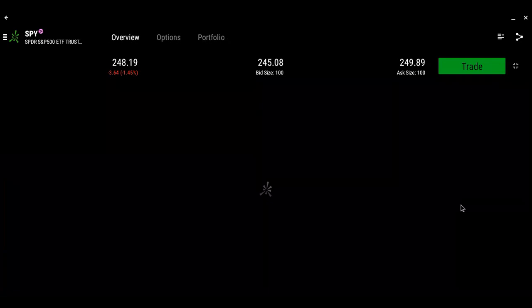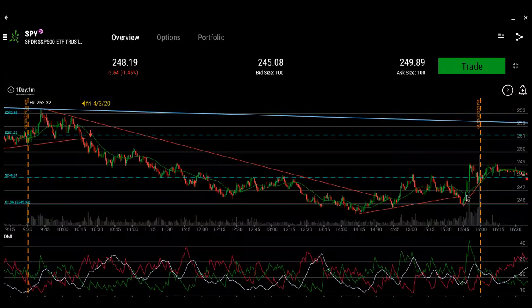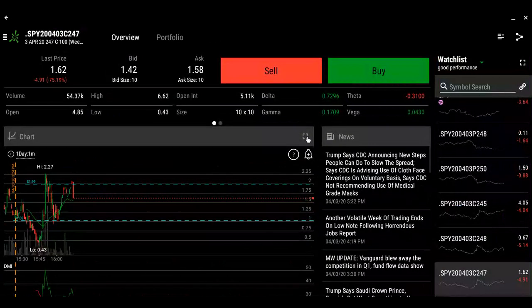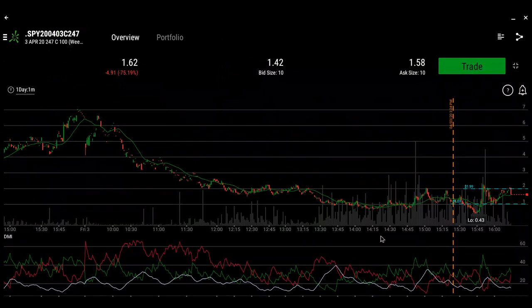So, darn it. And what did I buy? I bought the 247 call at this point right here, at the 1520, 1540, 330, 345 time frame. I bought the 247 call. So the 247 call at 1530 was right here. I bought it for $1.